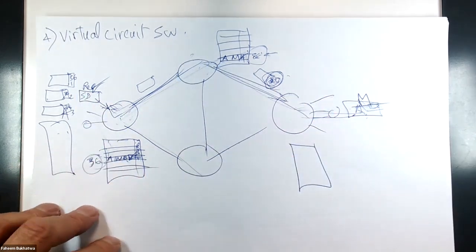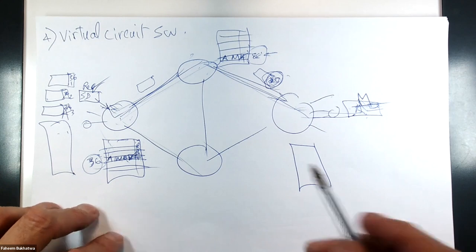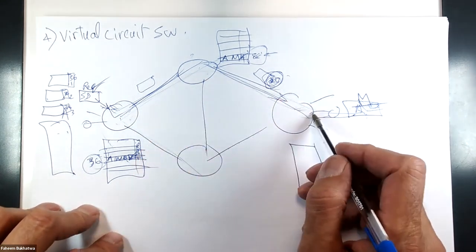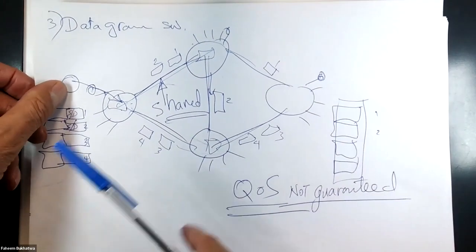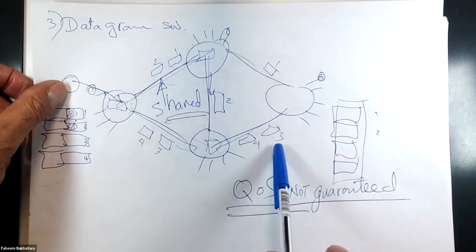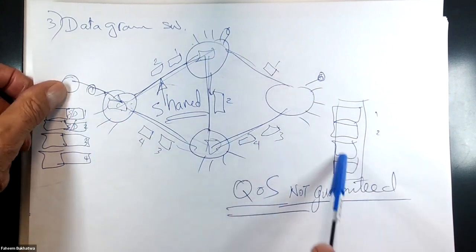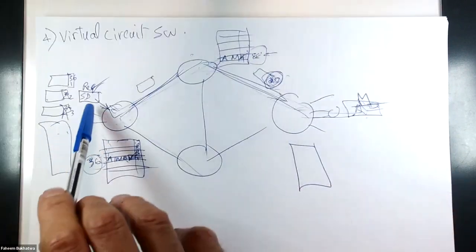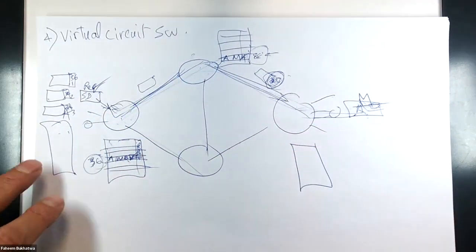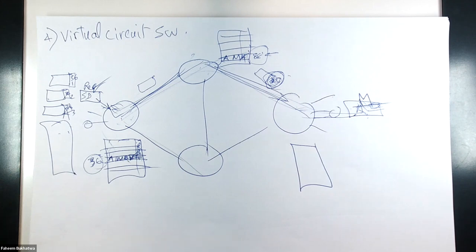All packets, this has another little advantage. All packets will follow the same route. Remember with the previous one, with the datagram, the one the internet uses, packets can go in many different routes. That has a bit of a problem. They might arrive out of order. With this one, because they all follow exactly the same route, they're unlikely to arrive out of order. Most likely they'll arrive in the correct order.